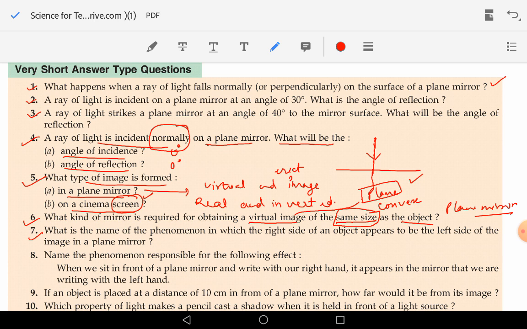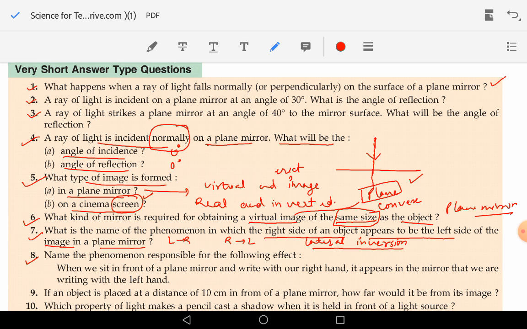Now question number 7. What is the name of the phenomenon in which the right side of an object appears to be the left of the image in the plane mirror? Right. So when left appears to be right and right appears to be left, this phenomenon is called lateral inversion, and the same phenomenon is used when we write the word ambulance on an ambulance vehicle, right? So this is called lateral inversion.